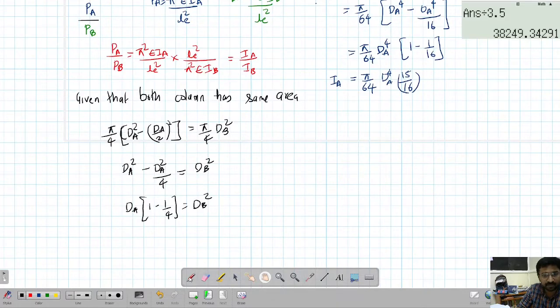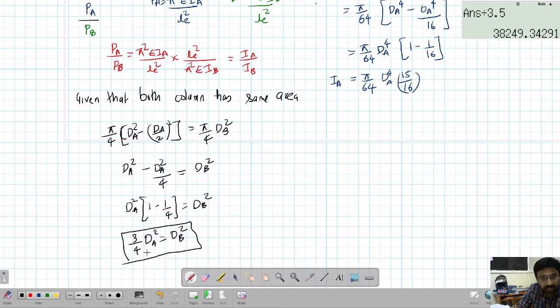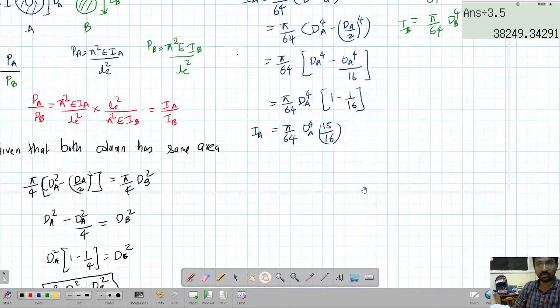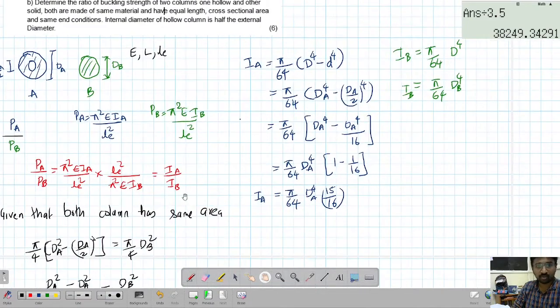So 4 minus 1 is 3, so 3 by 4 dA square equal to dB square. So this is the relation that we have. Okay, so we will see where we can use this relation. Now we will come to the original relation.